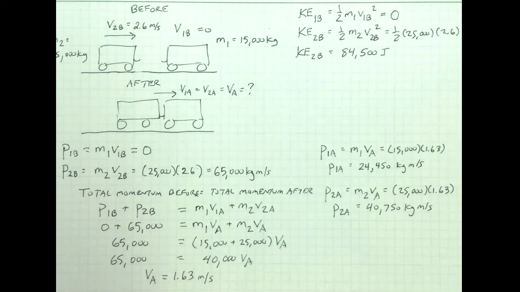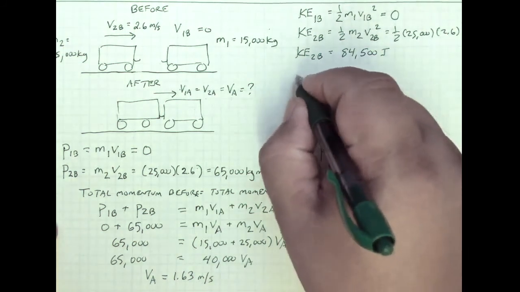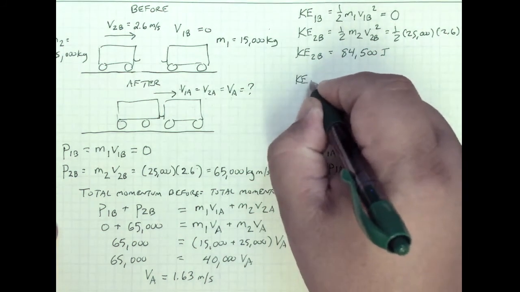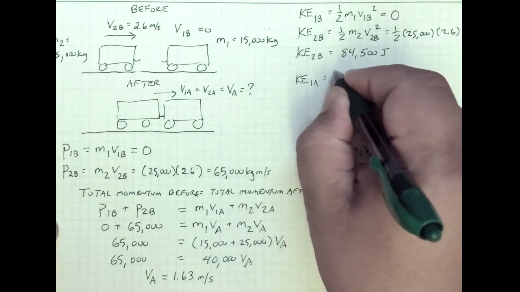If this is an elastic collision, that kinetic energy will be conserved in addition to momentum. So the total kinetic energy before will be equal to the total kinetic energy after. If it is an inelastic collision, those two kinetic energy values before and after will be different for the system. So let's see what the kinetic energy of object 1 is after the collision.